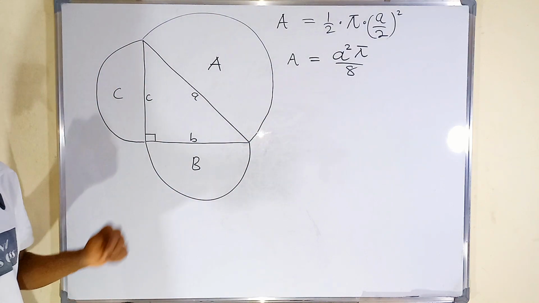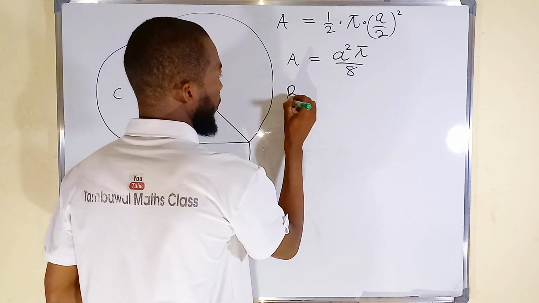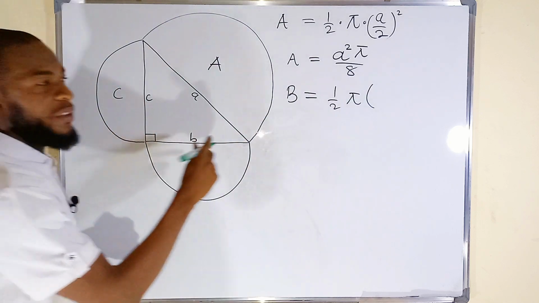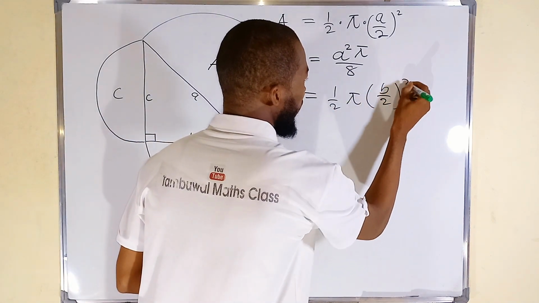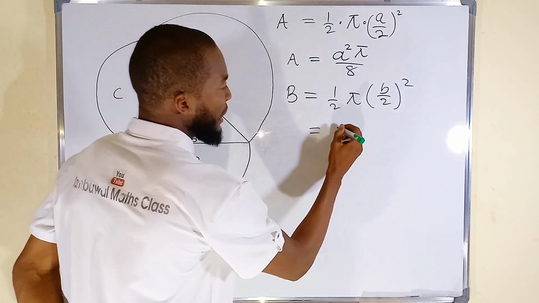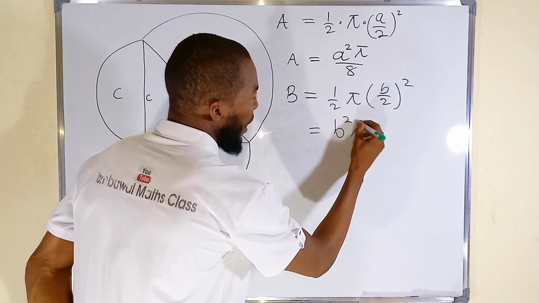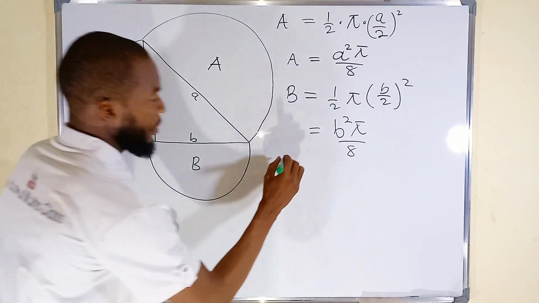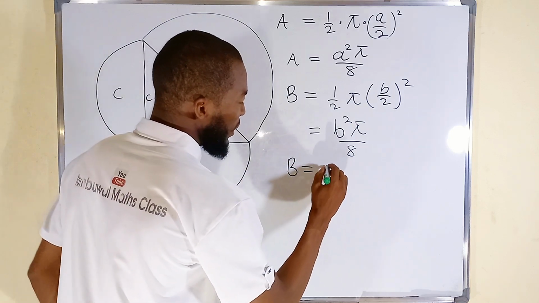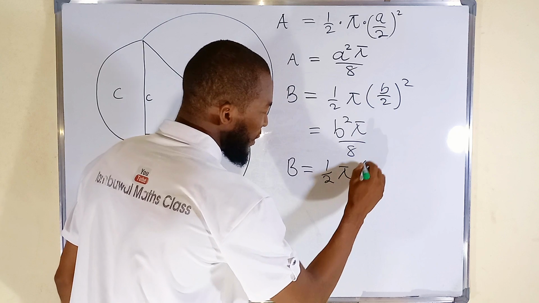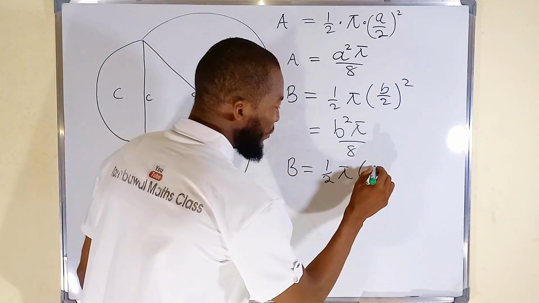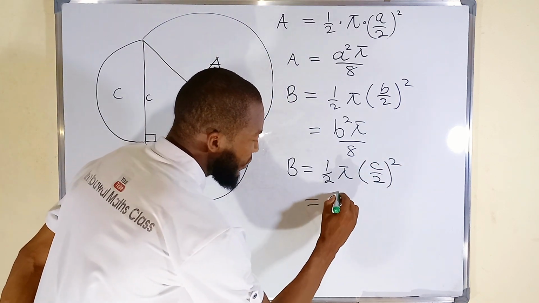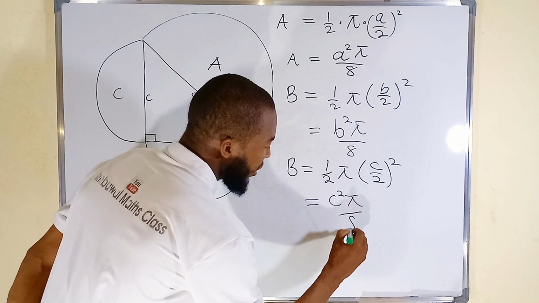We're going to do the same thing for all. For the B, it will be half pi. What is the diameter? B divided by 2, squared. Simplify this, you're going to obtain B squared pi over 8. And for the last one, this question is very simple. For the C part, this is equal to half pi, then the diameter is C, divided by 2, we get the radius, r squared. Multiply everything, you have C squared pi over 8.